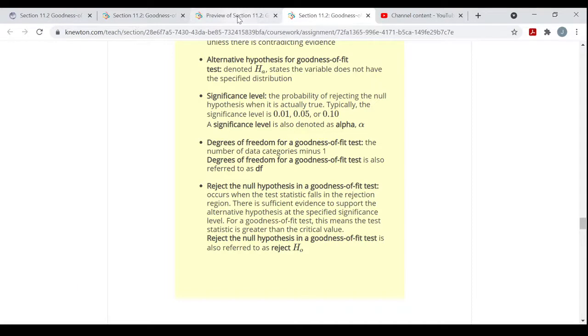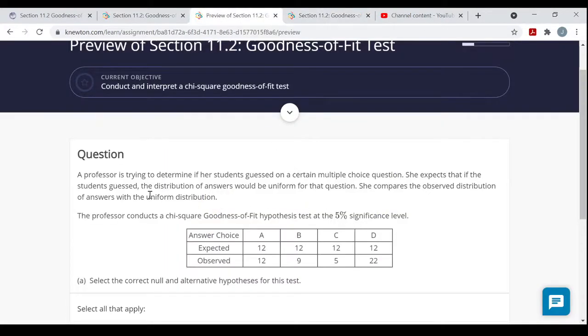So let's get into a problem. A professor is trying to determine if her students guessed on a certain multiple choice question. She expects that if the students guessed, the distribution of answers would be uniform. If she suspects that they guessed, she'd expect that every answer would be guessed about the same number of times. Uniform across the board.